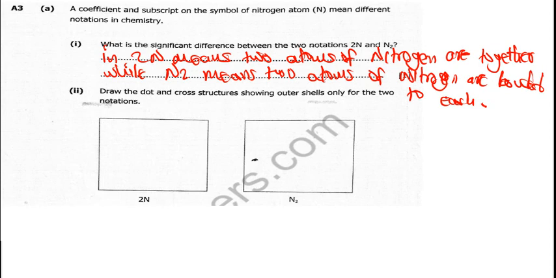Then the second question says, draw the dot and cross structure showing outer shells only for the two notations. So they just want us to illustrate using the cross and dot structures using the outer shell. Before we go to the drawing, we can do the electronic configuration for nitrogen for us to know how many electrons will be in the outermost shell.